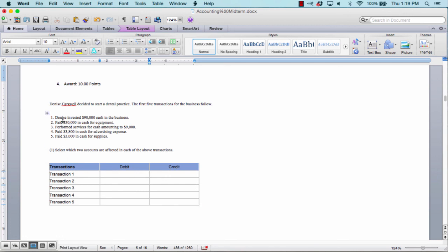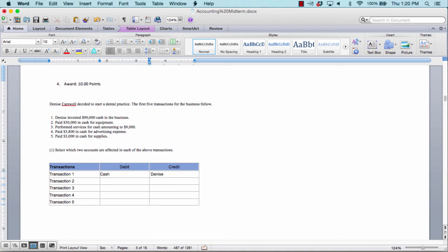So transaction number 1, Denise invested $90,000 in cash in the business. Okay, it's an investment. And in order to increase your cash account, go back to that cheat sheet I showed you in one of the PowerPoints that tells you which account increases and decreases. In order to increase your cash account, you need to debit that. So you're going to put cash here under the debit. And then the other account that gets affected when there's an investment is owner's capital. So you know it's going to be owner's capital.